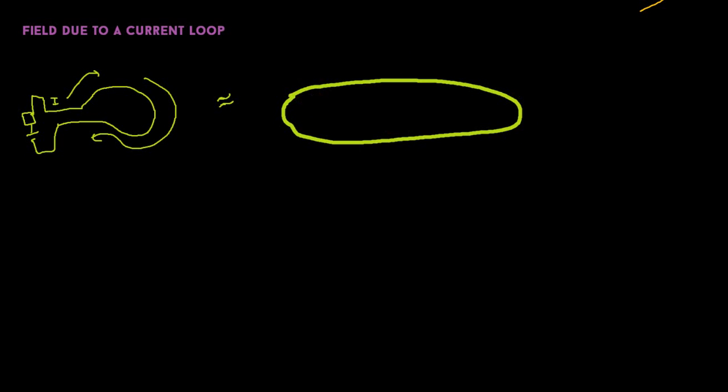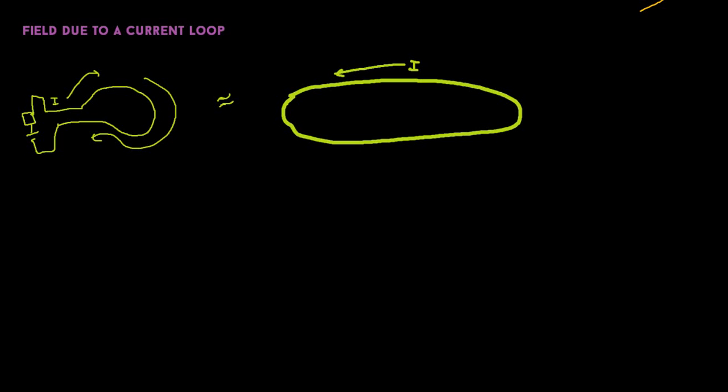Okay, so here's our loop. And around our loop, we have a current. Let's say the current is flowing this way. So let's figure out what the magnetic field looks like around this loop of current.